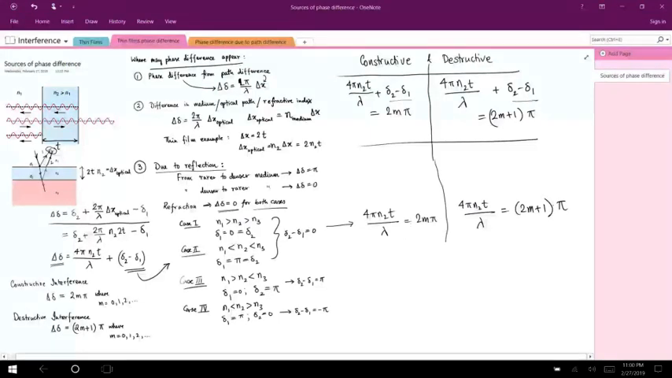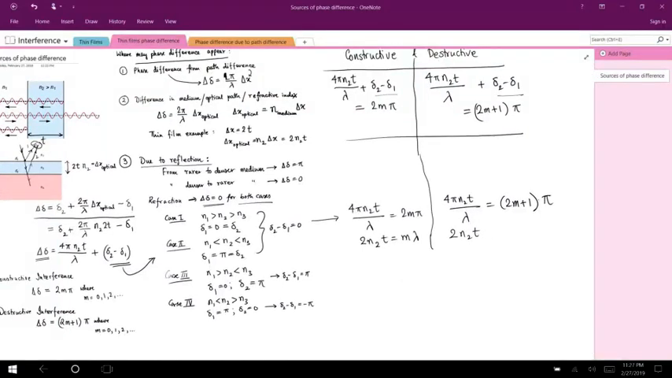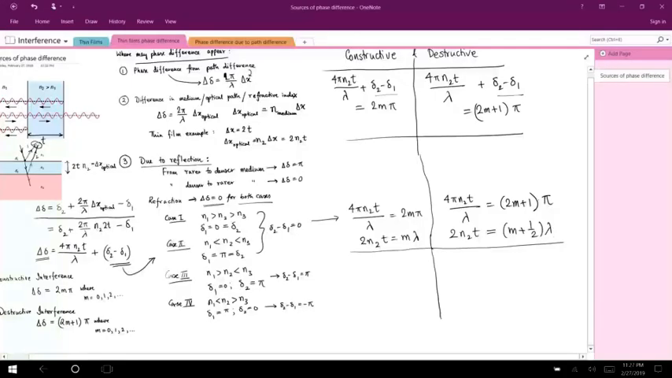Right, but you can now manipulate this equation, and in fact you can see that if you divide both sides by 2 pi and multiply lambda to both sides, we will find that 2 times n2t is equal to m lambda. This is one, and the second one will become 2 times n2t is equal to (m plus 1/2) lambda. And so this is the condition for cases 1 and 2, and we can continue this with case 3.